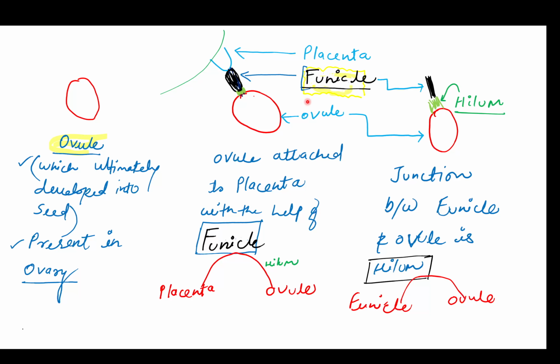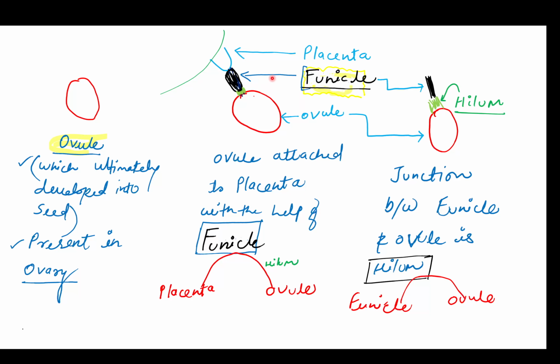Yes, clear? Can I say funicle is a part of the ovule, because placenta is a different structure? Now we are learning about the ovule. So is funicle a part of the ovule or not? Again I'll repeat the same sentence. The ovule is attached to the placenta by a stalk called funicle. So yes, you must remember, it is that part of the ovule which is directly connected to the placenta.